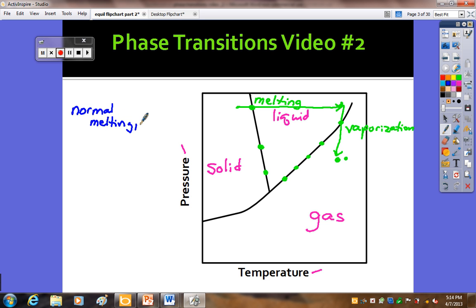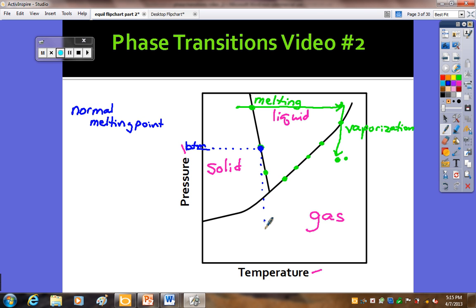So normal melting point will be the melting point at 1 atm. So let's say this diagram showed this point here to be 1 atmosphere, which is the typical standard pressure day. To find out the normal melting point, you would go across, find the point on the graph at which you go from a solid to a liquid at 1 atm, and then, reading the graph, drop it down to the temperature.